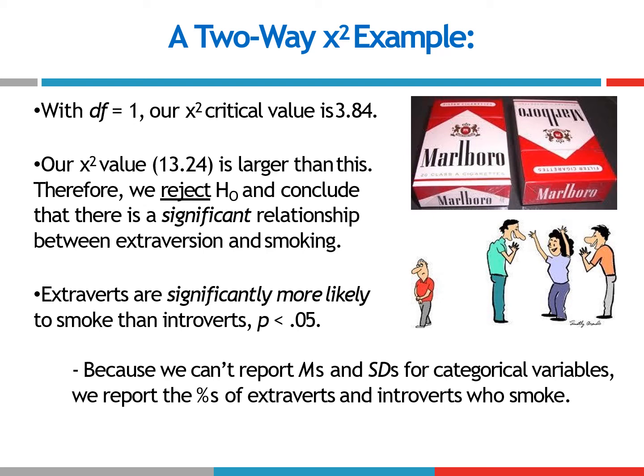So we see which group is more likely by looking at the percentage, and we assume the significance, that one is significantly more likely to smoke than the other, because comparing the critical value and obtained chi-square value has led us to reject the null hypothesis and conclude that there's a significant difference between smoking behavior in extroverts and introverts.